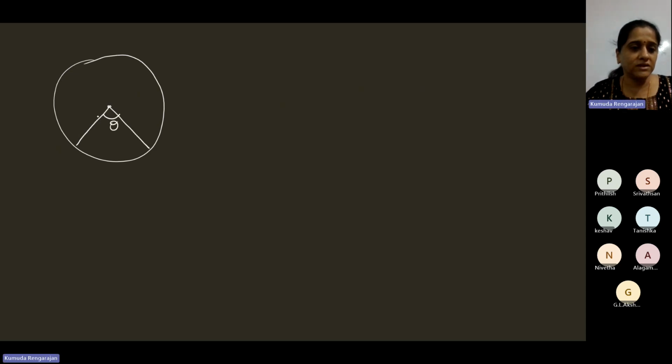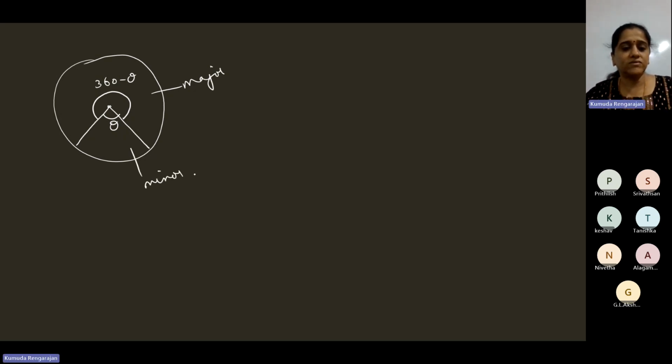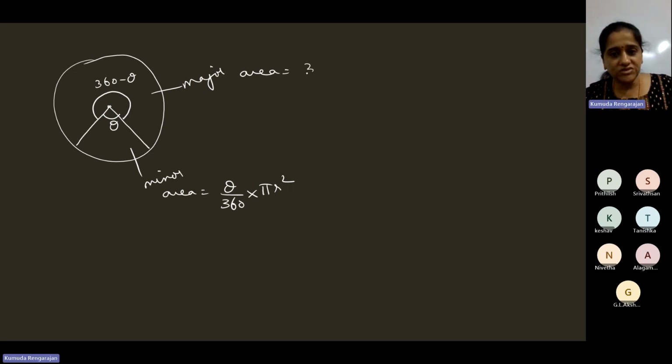If this is theta, then this is 360 minus theta. This is the major sector. This is the minor sector. Area is equal to theta by 360 into pi r square. Area is equal to 360 minus theta by 360, whatever is that sector angle.